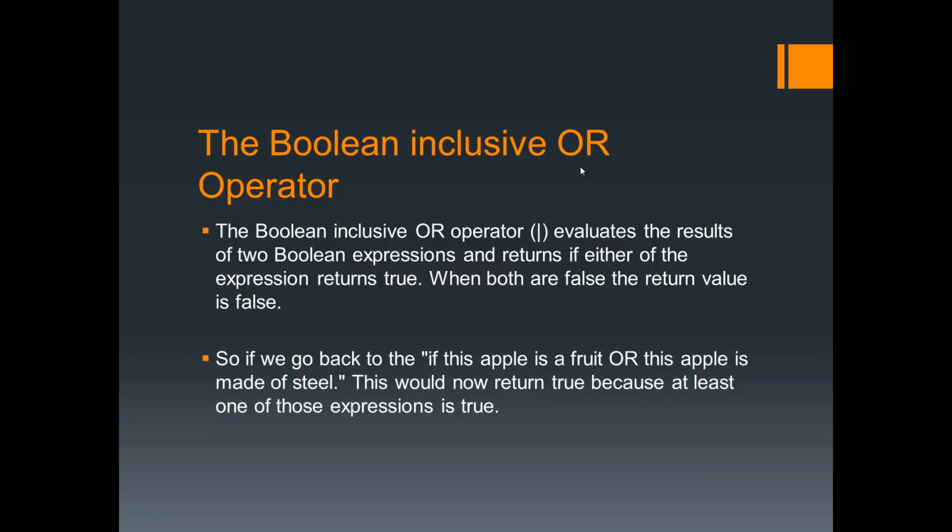The Boolean inclusive OR operator, or the pipe, as some people want to call it, evaluates the results of two Boolean expressions and returns true if either of the expressions returns true. When both are false, the return value is going to be false. So if we go back to the apple example, if this apple is a fruit or this apple is made of steel, now the return would be true because at least one of those expressions returns true.